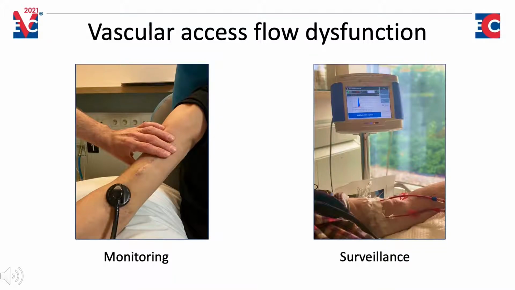In this presentation, I will discuss two different strategies to detect vascular access flow dysfunction. Monitoring of the vascular access is done by dialysis nurses to detect clinically apparent flow dysfunction that generally requires intervention. Surveillance requires additional equipment and is used to screen for asymptomatic flow dysfunction. It is currently unclear whether treatment of the vascular access stenosis is indicated for asymptomatic flow dysfunction.